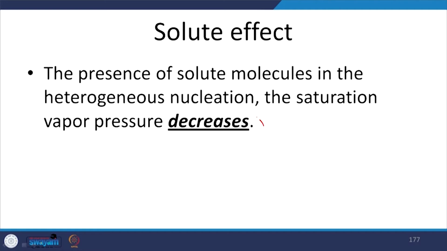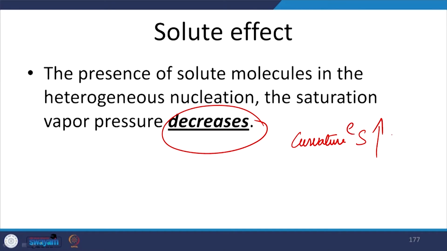So one thing for now what we can say is that due to the curvature effect, the saturation vapor pressure, let us say Es, is increasing, and due to the solute effect, the saturation vapor pressure is decreasing. So are these two effects important independently, or do these two effects always exist together? That is the question. The question is, can you achieve nucleation? Let us say, can you think of a scenario where you achieve nucleation despite the lack of impurities?